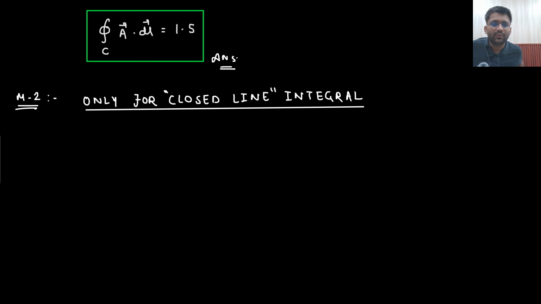Okay. So what will I do? First of all, I will calculate del cross A. I will calculate the curl of A. What will be the answer of del cross A?